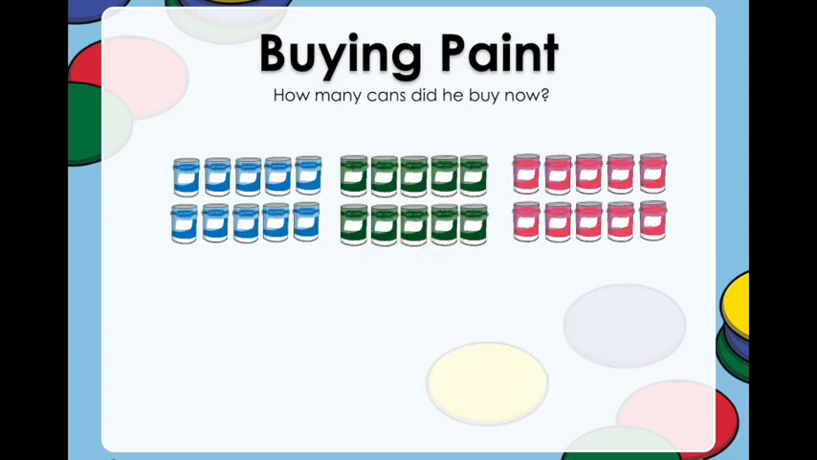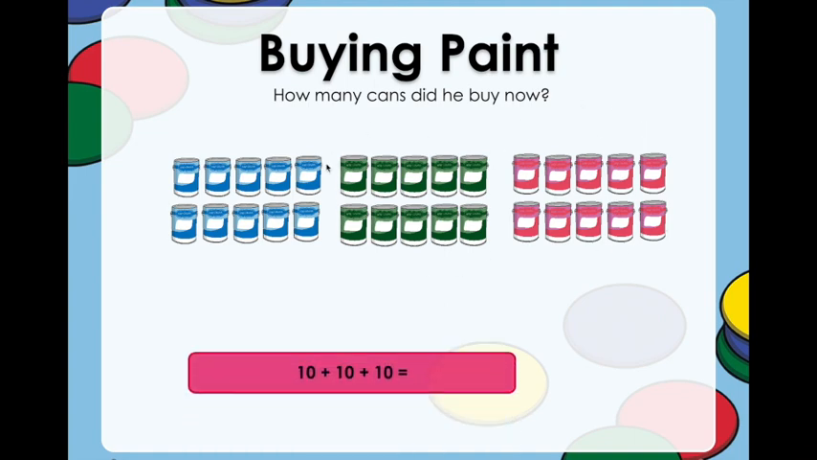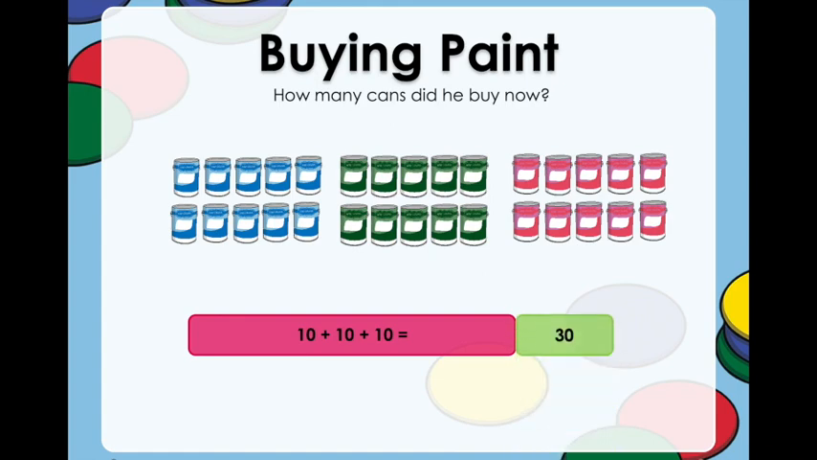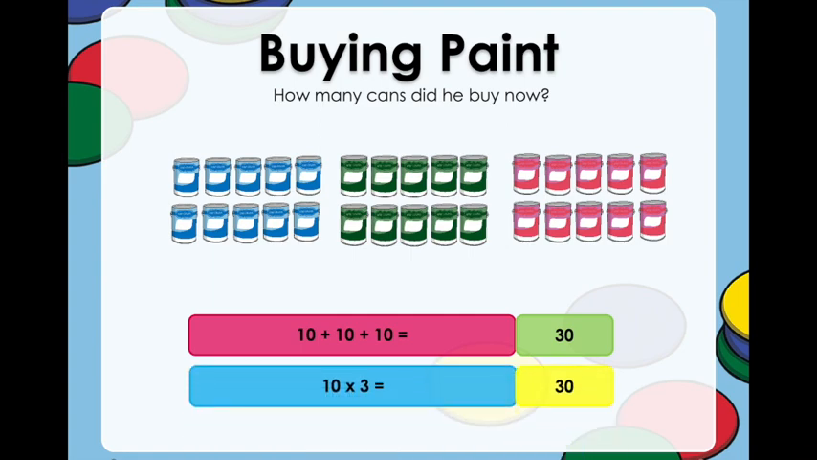Now let's count how many cans of paint he bought here. So here we have 10, here we have 10, here we have 10. So we have three groups of 10. So we can say 10 plus 10 plus 10, which is equal to 30. And to make it easier, we can say 10 times 3 is equal to 30.